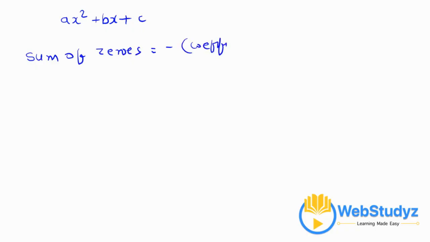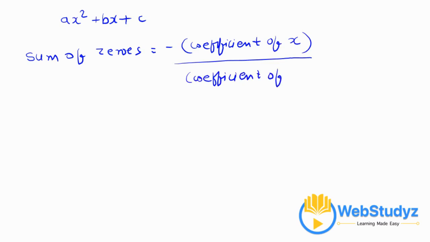As we know, if we have a quadratic equation ax square plus bx plus c, then the sum of zeros is equal to minus of coefficient of x divided by coefficient of x square. That means it should be minus b by a.